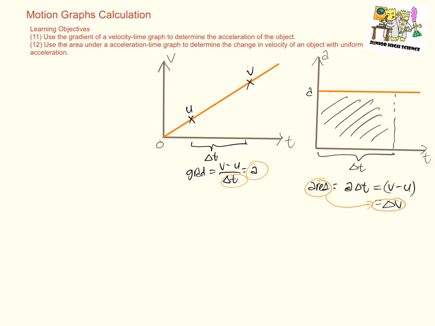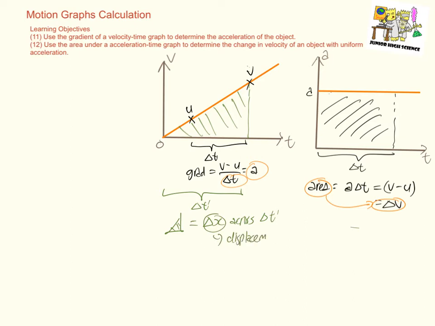Now, we can extend this area underneath the graph concept to the velocity time graph too. So say we are looking at the area of this triangle over here across this longer time interval, Δt'. Now, this area of this triangle will therefore be the change in position of the object across Δt'. And this guy over here is simply just the displacement of the object from time 0 to this point in time.